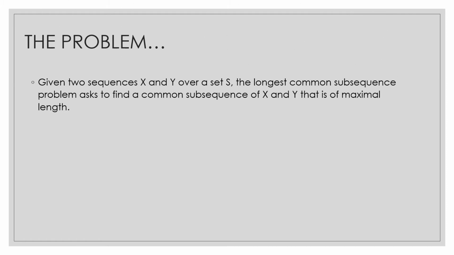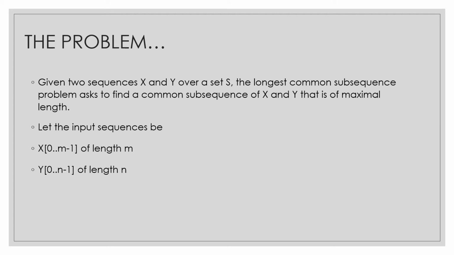It says, given two sequences x and y over a set S, the longest common subsequence problem asks to find a common subsequence of x and y that is of maximum length, right? So this question will be given to us, and with that, the input will be strings x and y of length m and n respectively. After that, we have to extract the common subsequence from these two given strings.